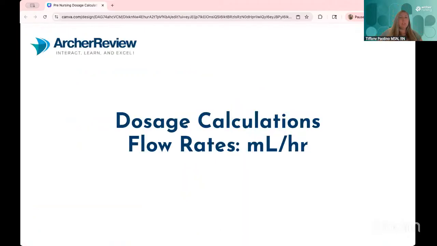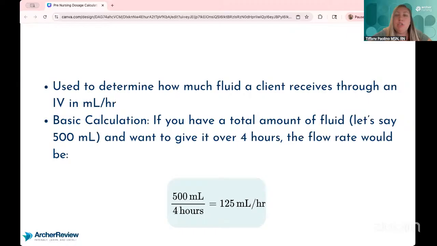Let's talk about dosage calculations as far as it goes with fluid rates or flow rates. So, what we're talking about here is IV fluid, right? So, milliliters per hour, that's basically how much fluid a client receives through an IV, and most pumps are set to milliliters per hour unless it specifies something else and it tells you to do it differently.